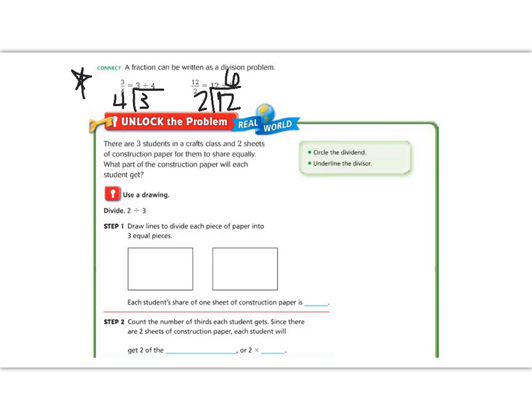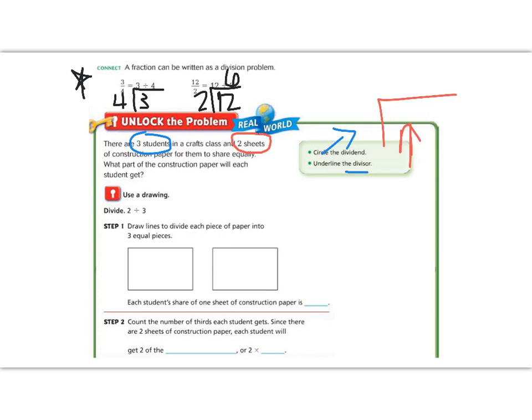Let's begin by reading the unlock the problem. There are 3 students in a craft class and 2 sheets of construction paper for them to share. What part of the construction paper will each student get? Use a drawing. So first off, in the green box, it tells us to circle the dividend. Remember, the dividend is the one inside the house, the one that is going to be split up. So it says that I have 2 sheets of paper. And the divisor, that's what I'm going to share by, the one on the outside, is 3 students. I have 3 students who are going to share 2 pieces of paper.